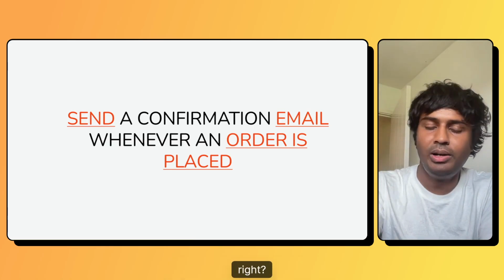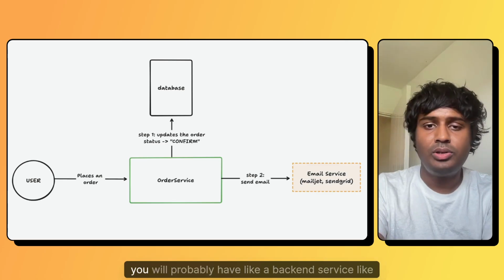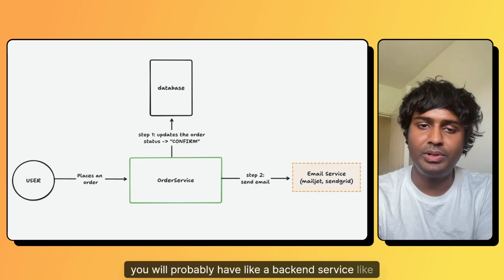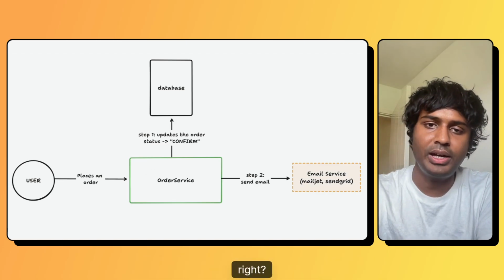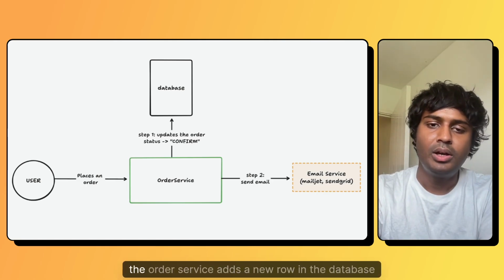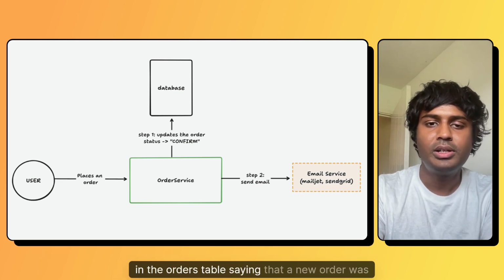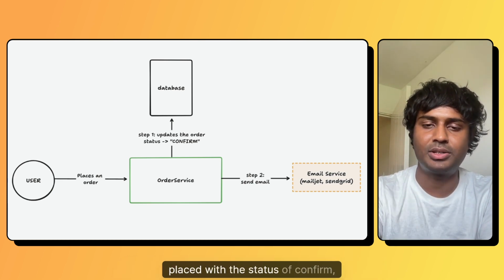Seems straightforward, right? A reasonable feature. So consider how you would implement this. You will probably have a backend service, called an order service, which will be connected to a database. And then whenever the user places an order, the order service adds a new row in the orders table saying that a new order was placed with the status of confirmed.